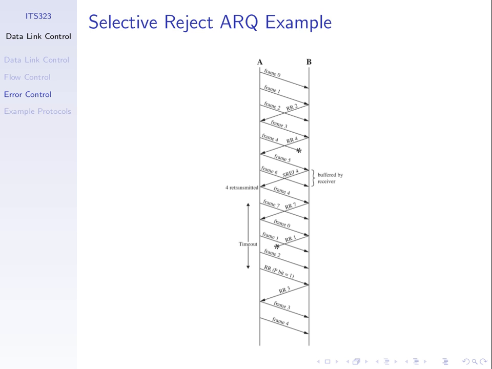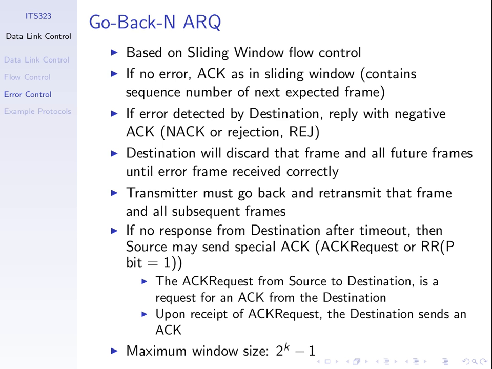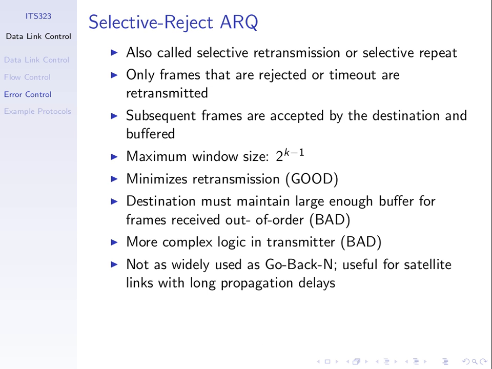What have we missed? With go back N, there's a maximum window size, same as the sliding window, 2 to the k minus 1. With selective reject, it's slightly different. It's 2 to the power of k minus 1. Smaller.